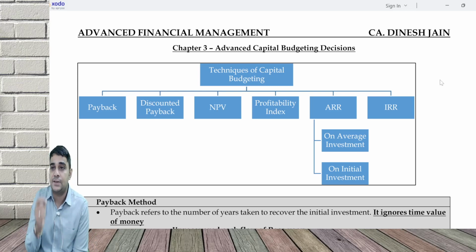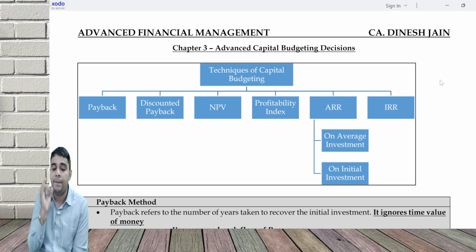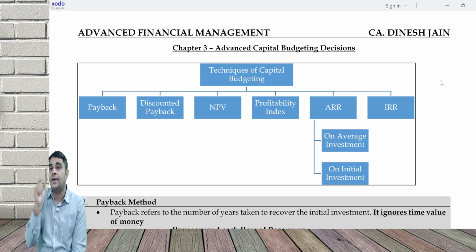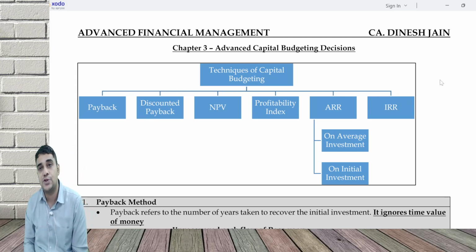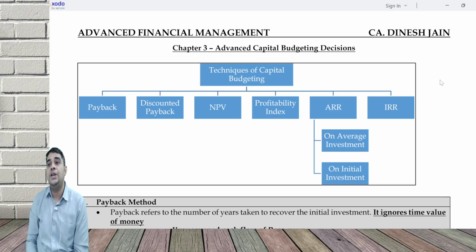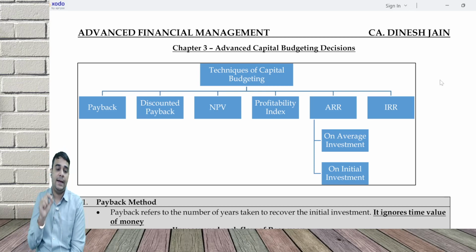First thing is the basics of capital budgeting, where we have techniques such as payback, discounted payback, NPV, profitability index, ARR on average investment, ARR on initial investment, and IRR. IRR can have a modified IRR as well. Payback refers to the number of years in which you recover your initial investment without considering time value of money. Year, cash flow, cumulative cash flow. You start with a negative value and you keep writing base year plus unrecovered cash flow of base year divided by cash flow of next year.